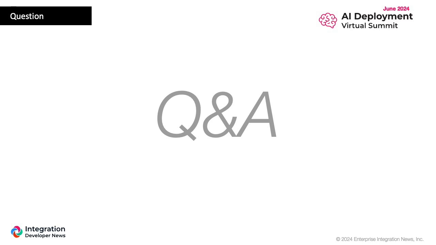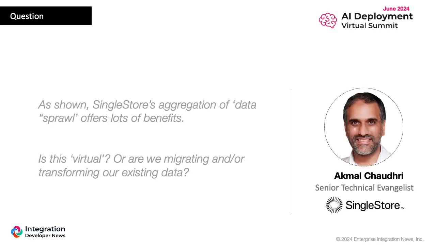You know, Akmal, food for thought for many of these capabilities in the demo. But before we get there, a couple of quick questions just to baseline folks on SingleStore and all the great capabilities that you've got. In the early portion of your session, you talked about data sprawl and how SingleStore helps avoid all those issues. That certainly rung a bell with some of our attendees. There's a question here that says: your aggregation of data sprawl offers us a lot of benefit. Does this work as virtual, or are we actually migrating and or transforming our data?